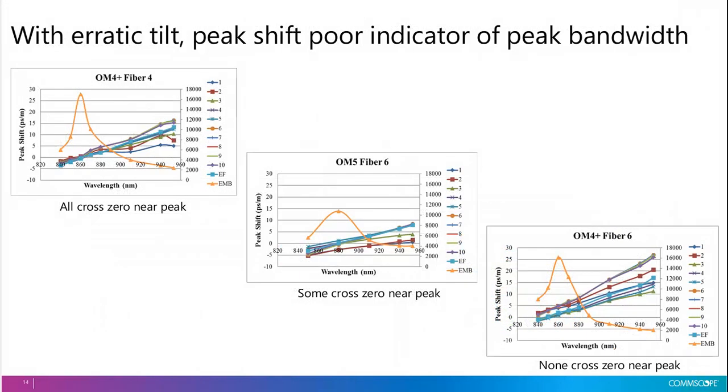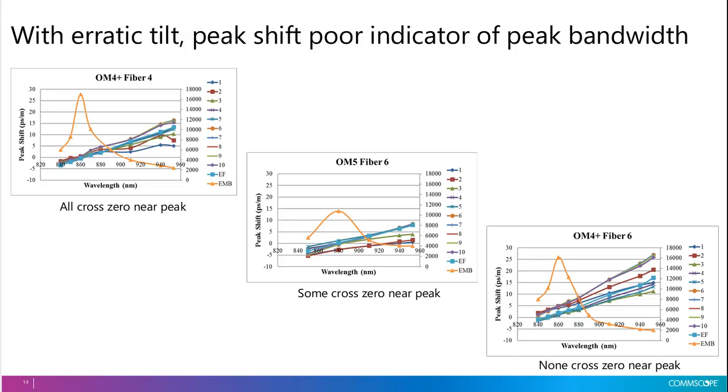So when a fiber has an erratic tilt, it's very difficult for peak shift to reliably predict where the bandwidth peak is going to be. On the top left, we have OM4 plus fiber number 4. We have the EMB in orange, and then the 11 different peak shift parameters. And the peak is at 860, and all these cross 0 near 860. So for this fiber, the peak shift works. It can help us predict where the bandwidth peak is going to be.